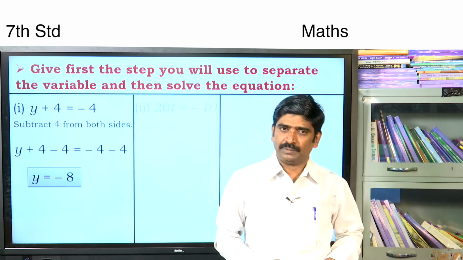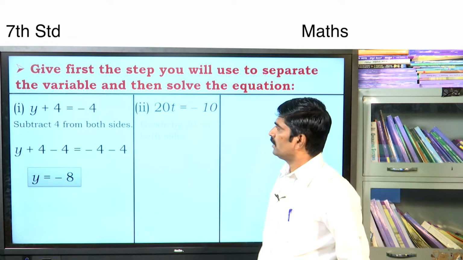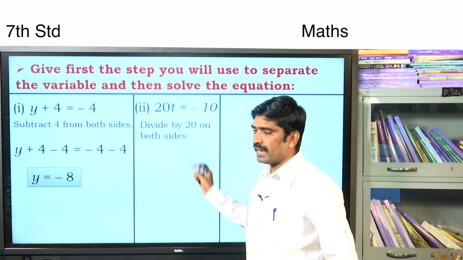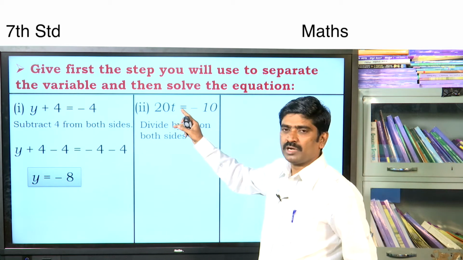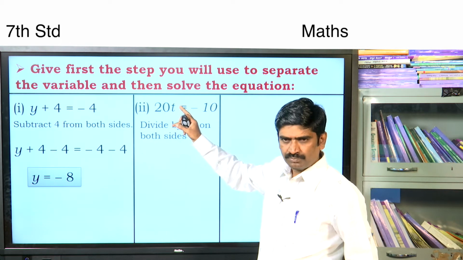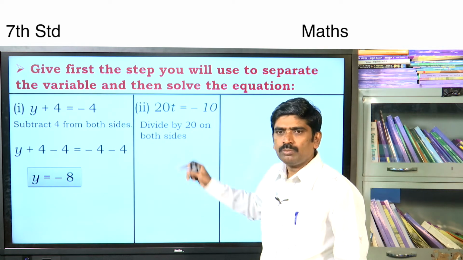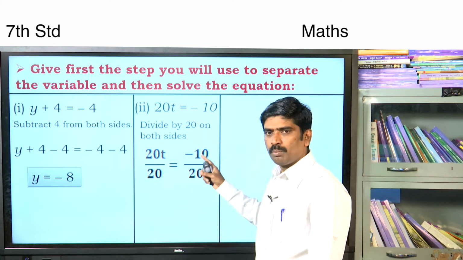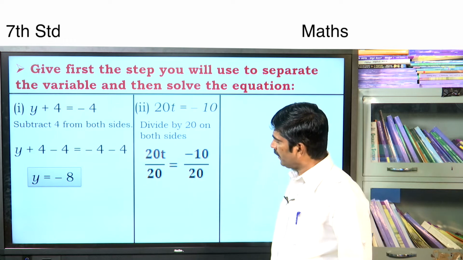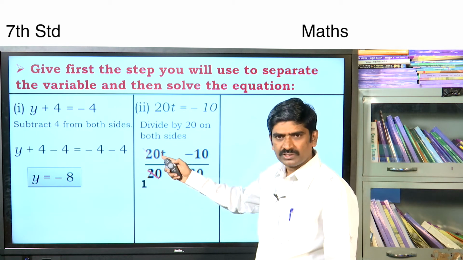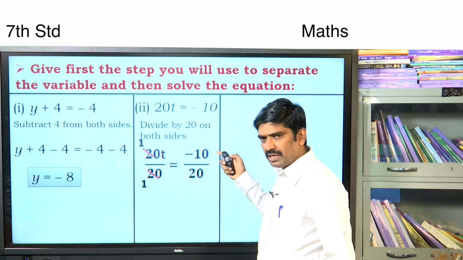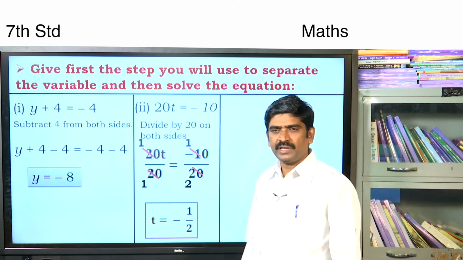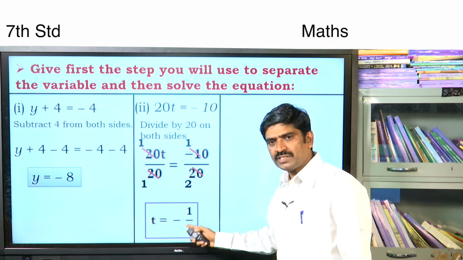Very good. Second one, 20t is equal to minus 10. What is the first step? We divide by 20 on both sides. Why? Because 20 is multiplied here, 20 into t. Then what happens? 20t divided by 20 is equal to minus 10 by 20. Then 20 ones are 20. Therefore, 10 ones are 10, 10 twos are 20. What is the answer? Remaining is t. t is equal to minus 1 by 2.